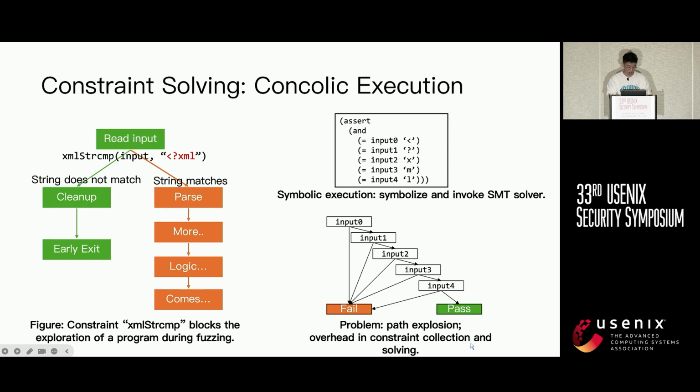However, since the solver can only process one query at a time, yet there is an exponentially high number of paths, the classic path explosion problem can lead to throughput issues in real-world cases. Moreover, collecting constraints and solving also incur high overhead at runtime.